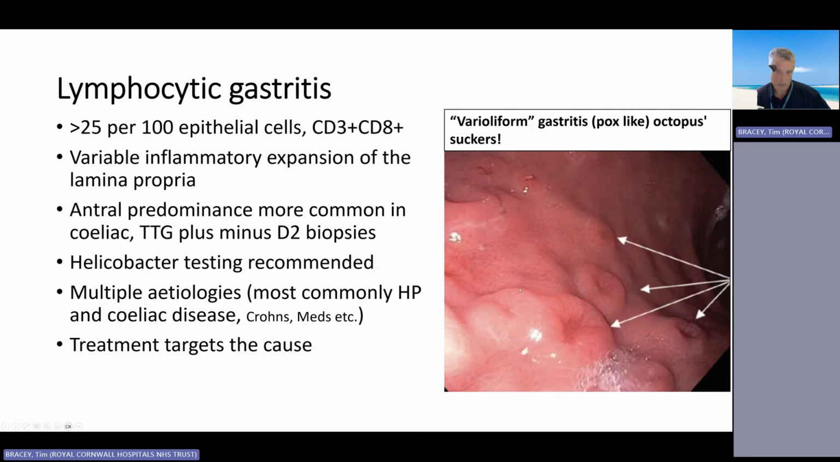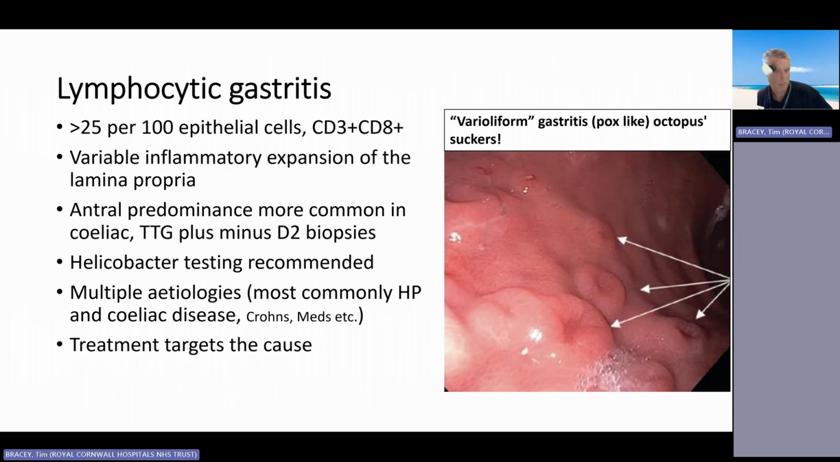I like endoscopic pictures, and this is one that my friend Sean Walsh gave me last week. Varioliform gastritis. So varioliform means pox-like, but we thought they looked quite a lot like octopus suckers. And in the idiopathic form of lymphocytic gastritis, this is a sort of classic endoscopic pattern. You need to find more than 25 per 100 epithelial cells, and as you probably know, they're usually CD8 positive T cells.